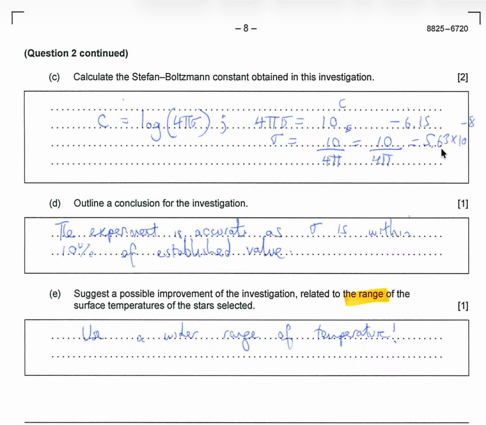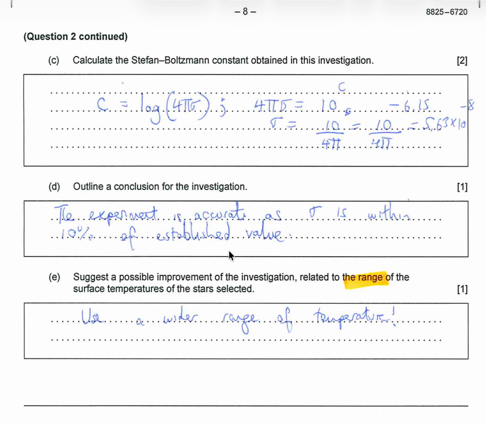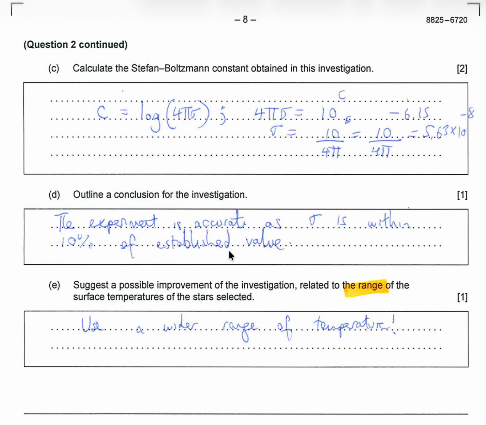Now, if you go into your data booklet and you find 5.67 times 10 to the minus 8, you'll notice that it's very accurate. And so a conclusion for the investigation is that the experiment was accurate because our sigma value is well within 10% of the established value. Now, I appreciate you may not have been able to get to that sigma value without doing this horrible analysis. However, as ever, there's always a nice bit at the end, which talks to you about possible improvements.